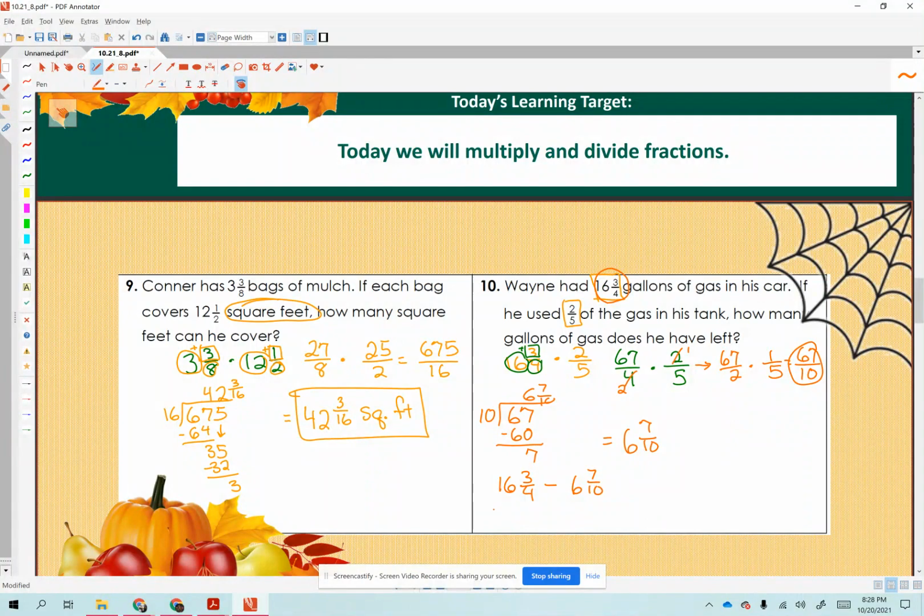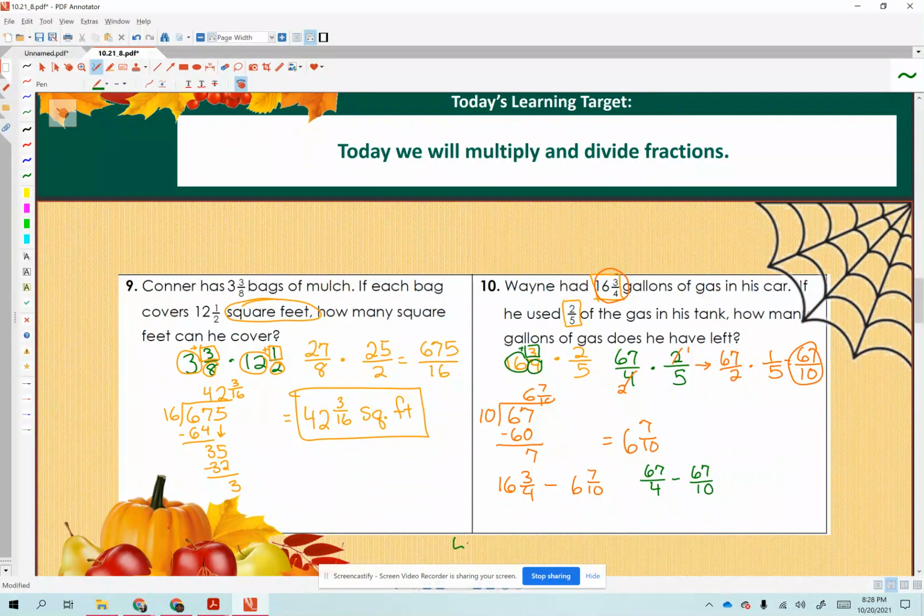So we know from the work we already did that 16 3/4 is 67/4. So let's change the color. And we know that 6 7/10 is 67/10. But now we need a denominator.